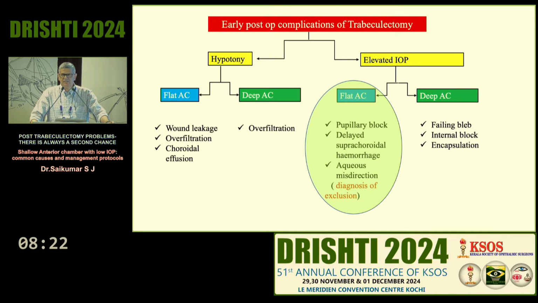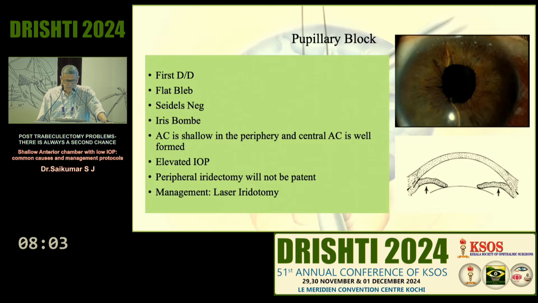And I'm going to discuss the flat anterior chamber or a shallow anterior chamber with an elevated intraocular pressure. And basically we are looking at 3 entities here. The first one is a pupillary block, the second one is a delayed suprachoroidal hemorrhage, and the third one is the malignant glaucoma or the aqueous misdirection syndrome.